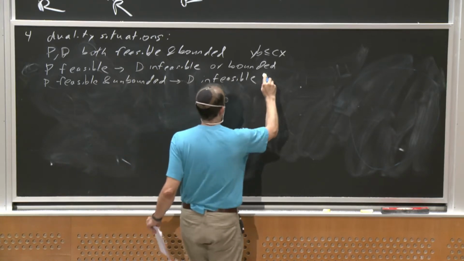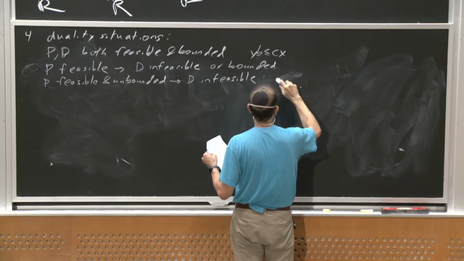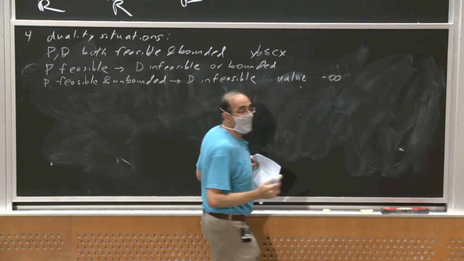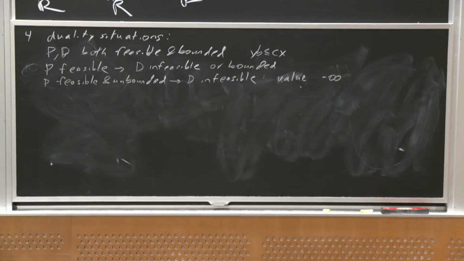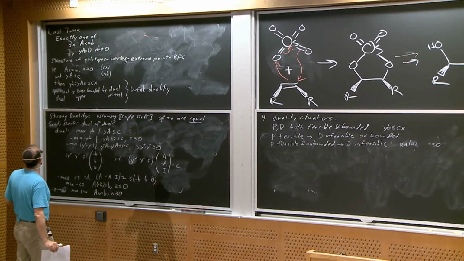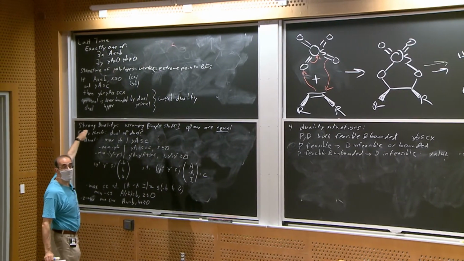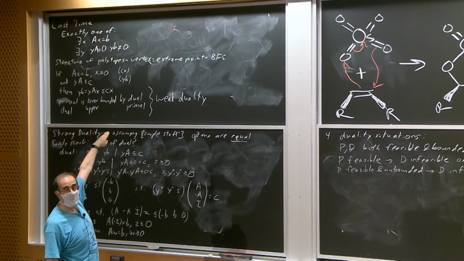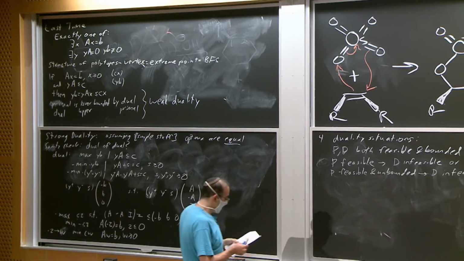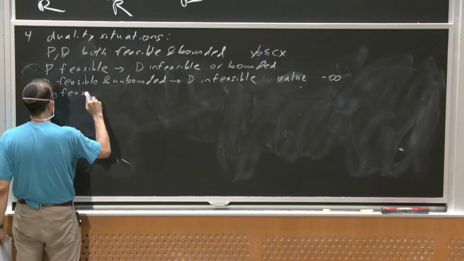So we are going to write this as the value of this linear program being minus infinity. Okay? And let's think about whether that makes sense, right? The primal is a minimization problem, right? So being unbounded means it can get arbitrarily small, so we denote that by a minus infinity. Okay? The reverse can also happen, right? D can be feasible and unbounded.